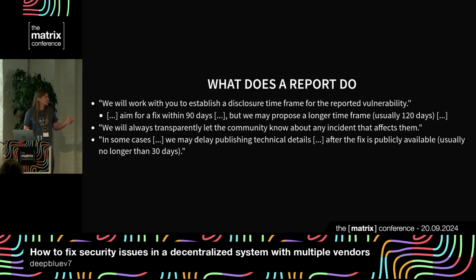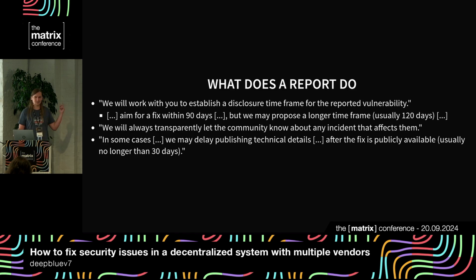Then it says we will always transparently let the community know about any incident that affects them, but it's not necessarily clear what's meant by that. What does it mean to let the community know? Will you just tell everyone immediately about the security issue? That's probably not the intent. So when will you be told about it? This sentence is probably mostly there because Matrix is an open protocol, and openness is very important to it. So of course you want to inform the community at some point about what happened, but it doesn't mean that during the security process of fixing it, everyone will necessarily be involved.